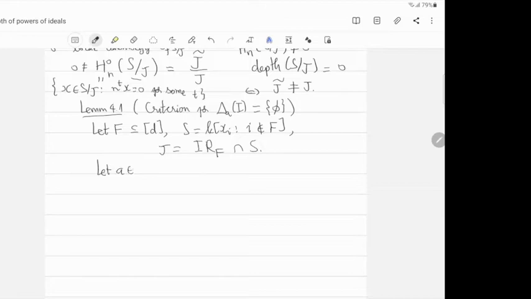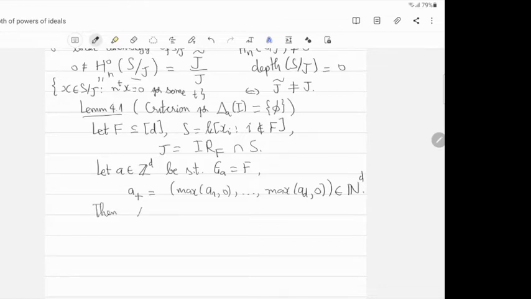And now let a in Z to the d be any vector such that the negative support of it is exactly F. I also denote by a plus the vector with components max of a1 and 0 up to max of ad and 0. If a component of a is negative, you replace it simply by zero, and if that component is positive, you fix it. So this is a vector in N to the d, a set of non-negative integers. So we have this criterion: the degree complex of I is this complex if and only if x to the a plus belongs to the saturation of J minus like.